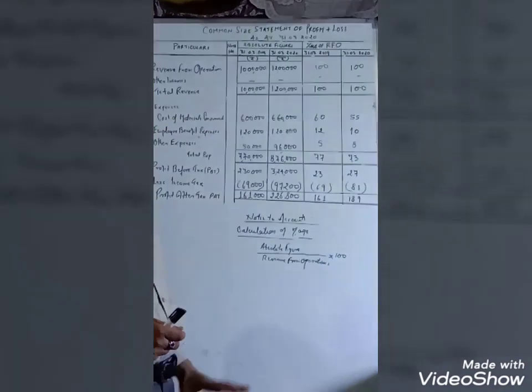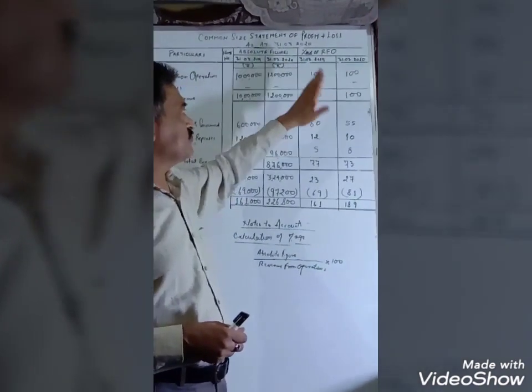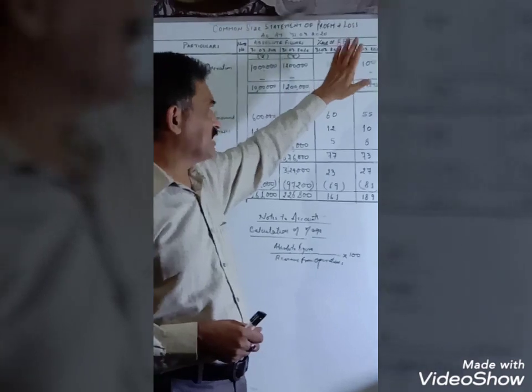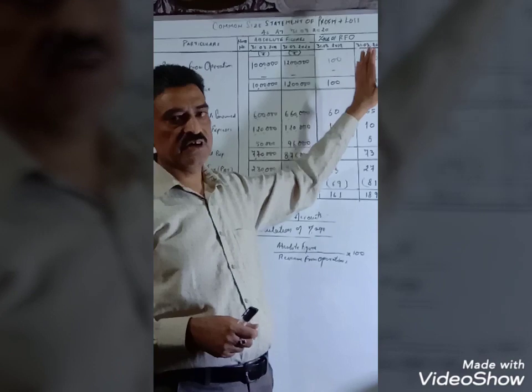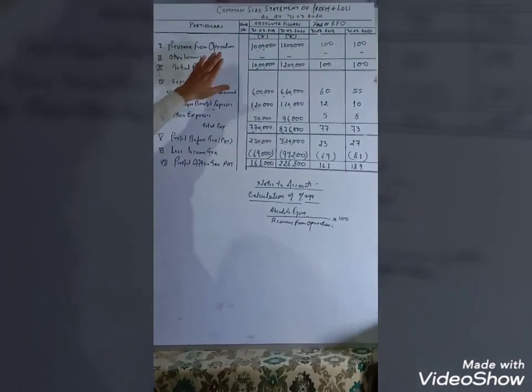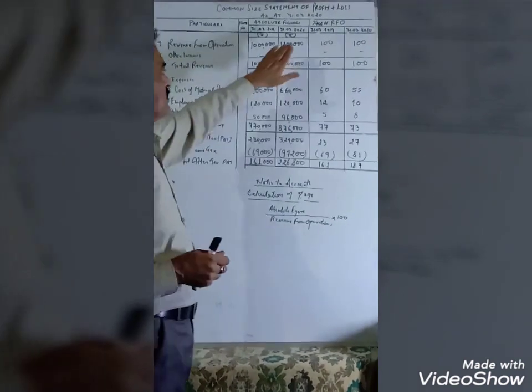Here the common factor for the calculation of percentage will be revenue from operations. Percentage of revenue from operation for both the years, the current year as well as the previous year. This is 2019 the previous year and 2020 the current year. In the particulars column, we have to take the very first item given in the question, revenue from operations. The revenue from operation for the year 2019 is rupees 10 lakh and for 2020 this is 12 lakh.